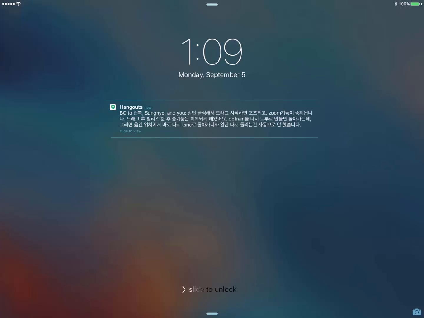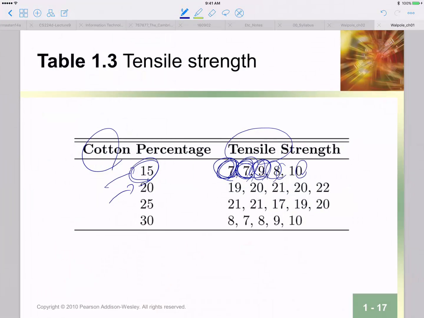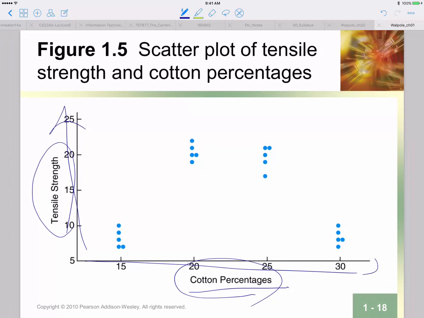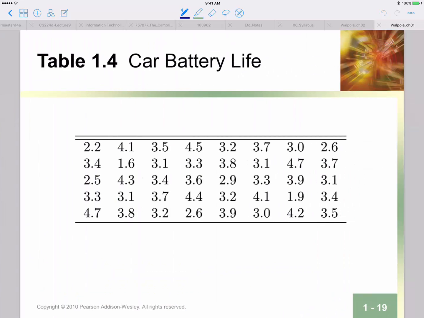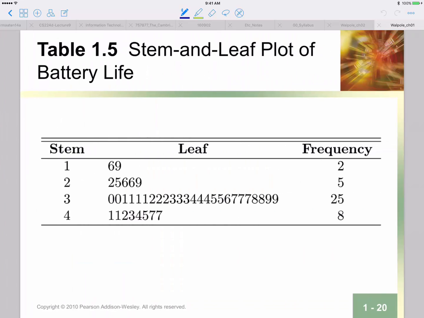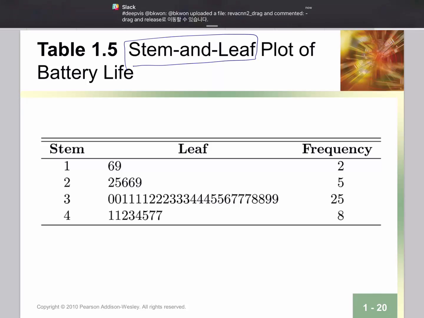Okay. So in order to understand what's going on in this, one of the basic usages is something like this, okay? Okay, then this is a car battery life. Yeah, so we have a bunch of measurements. And then there's something called a stem and leaf plot. And this is a really simple one. I just learned it last night.